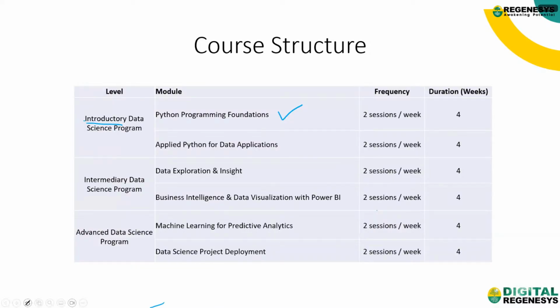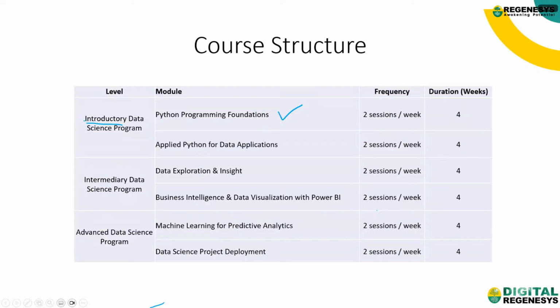The next level is the intermediate data science program, wherein you will learn about more advanced data analysis concepts along with Power BI, which is a business intelligence tool to build interesting dashboards. The last level is about the advanced data science program, and here you will learn about machine learning model development and integrating them with web applications so that you can deploy your end-to-end data science project.